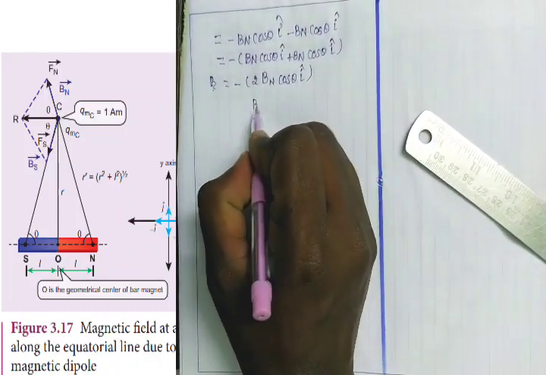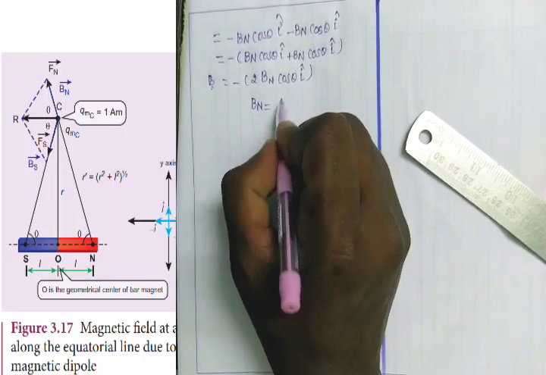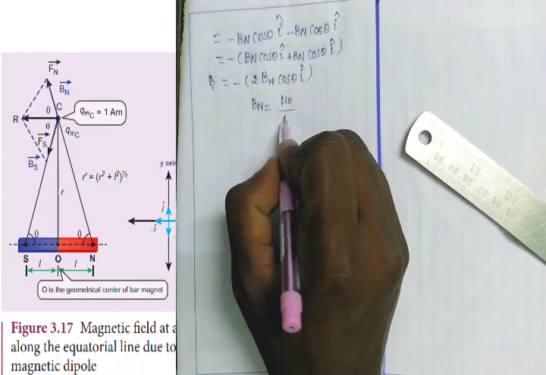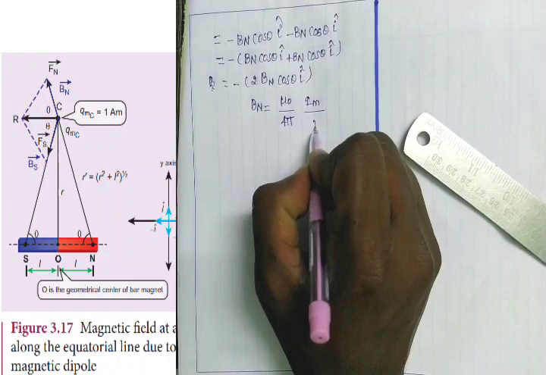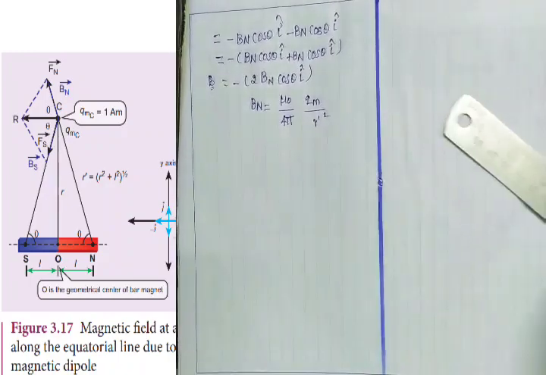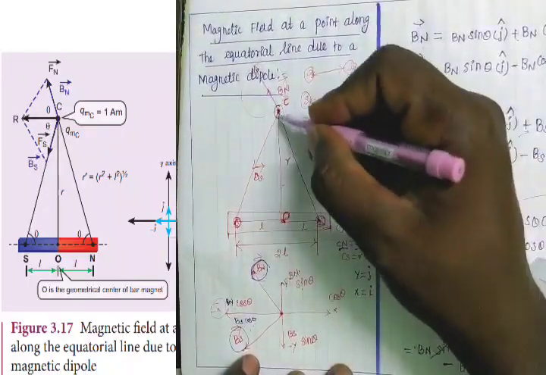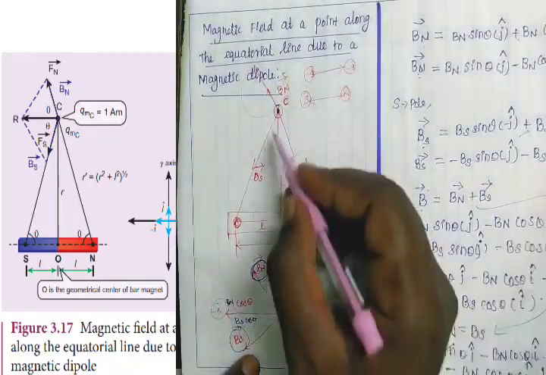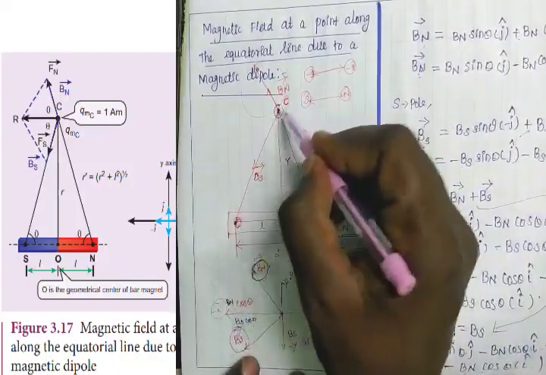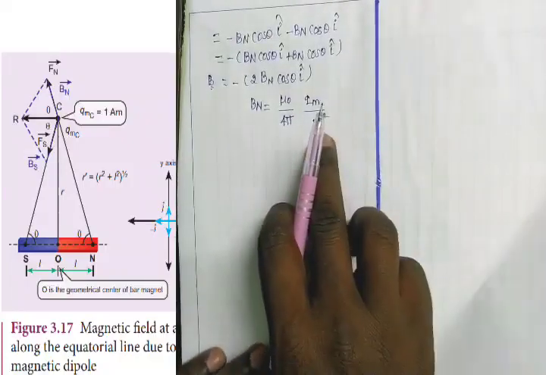So next we want to substitute Bn value. So Bn value is equal to mu naught, we know very well, mu naught divided by 4 pi, Qm divided by R dash square. From the point north pole to point C, total distance R dash. Here we use our Cn value R dash. Here also from the point south pole to C, value R dash. So here we use R dash.